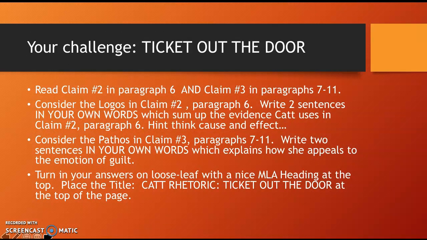All right, your challenge and your ticket out the door is to read claim number 2 in paragraph 6 and claim number 3 in paragraph 7 through 11. Consider the logos in claim 2, paragraph 6. Write 2 sentences in your own words which sum up the evidence Catt uses in claim 2, paragraph 6. Think cause and effect. Next, consider the pathos in claim 3, paragraph 7 to 11. Write 2 sentences in your own words which explain how she appeals to the emotion of guilt.